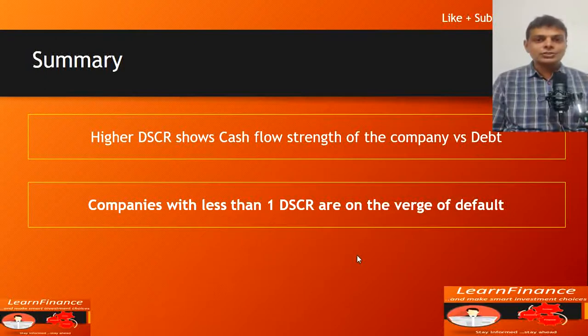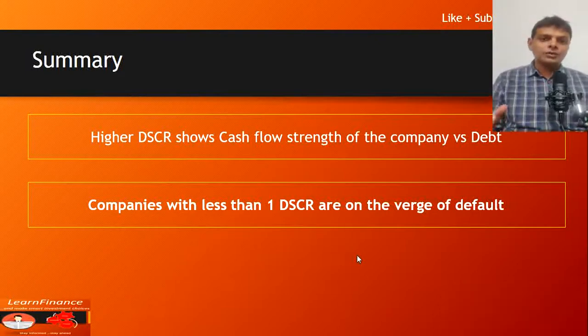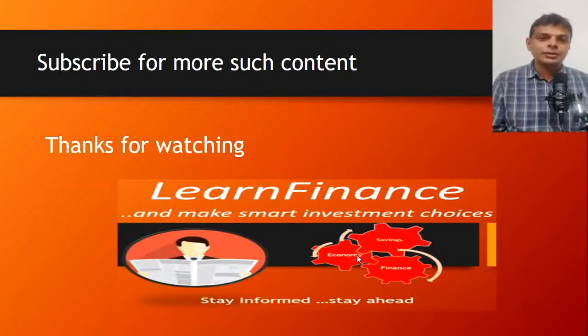So debt service ratio is a very important ratio that you should look at before you invest in any company, because it is going to tell you if the company is going to default on its debt obligations, if the company is going to go bankrupt, or the company is going to struggle from a debt repayment perspective.